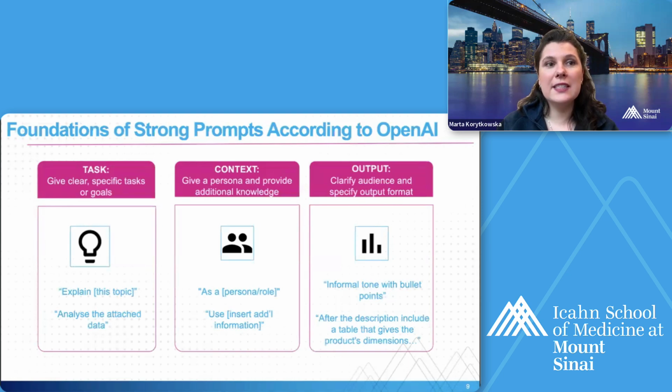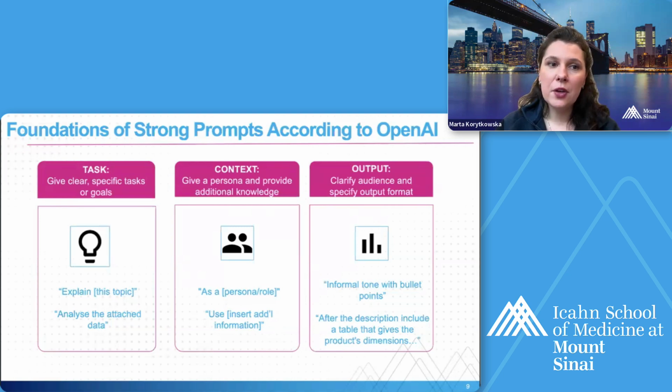Let's talk about this as it relates to foundations of strong prompts according to OpenAI. There are three strong foundations of a prompt. One is the task, second is context, and third is output. When we're thinking about a task, we want to give the large language model clear, specific tasks or goals. Explain the topic of prompt engineering, analyze the attached data. That's your task, that's your verb.